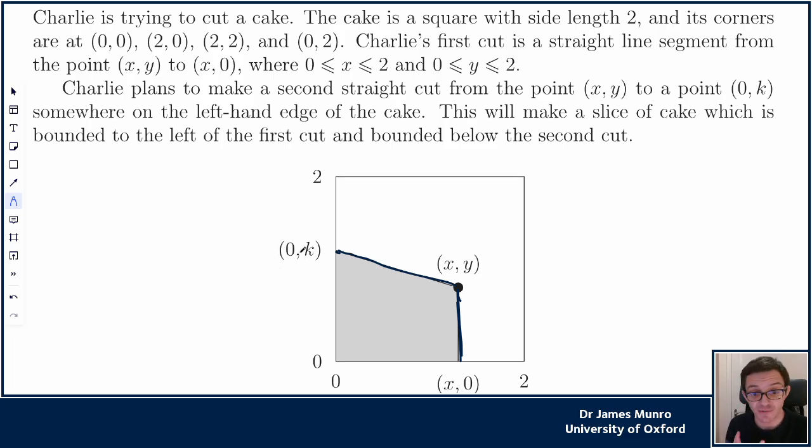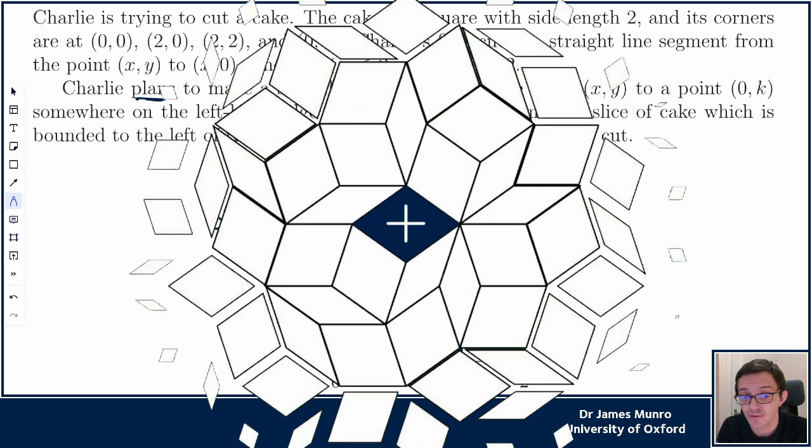In the question, Charlie is halfway through making this cut. Charlie's done the first cut, and is planning to make the second cut somewhere on this edge. So k could be between 0 and 2, somewhere over there, which gives them some range, some control over the area of this slice of cake. We're going to explore that through this question.